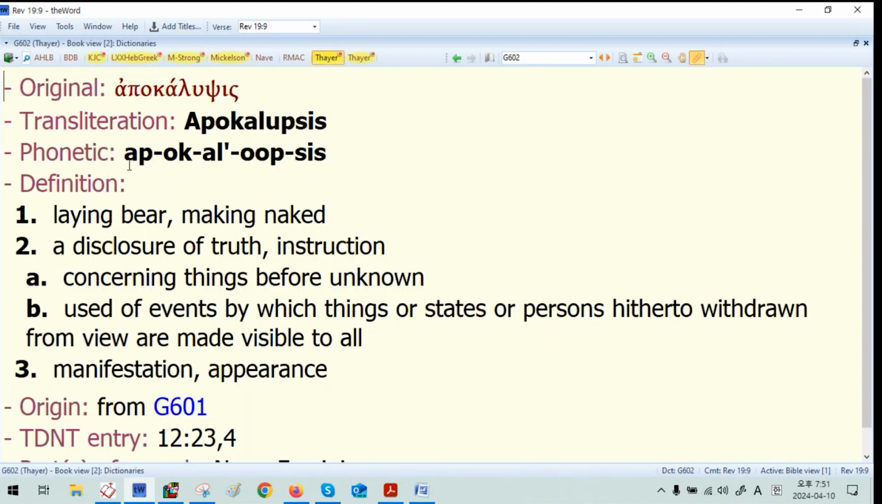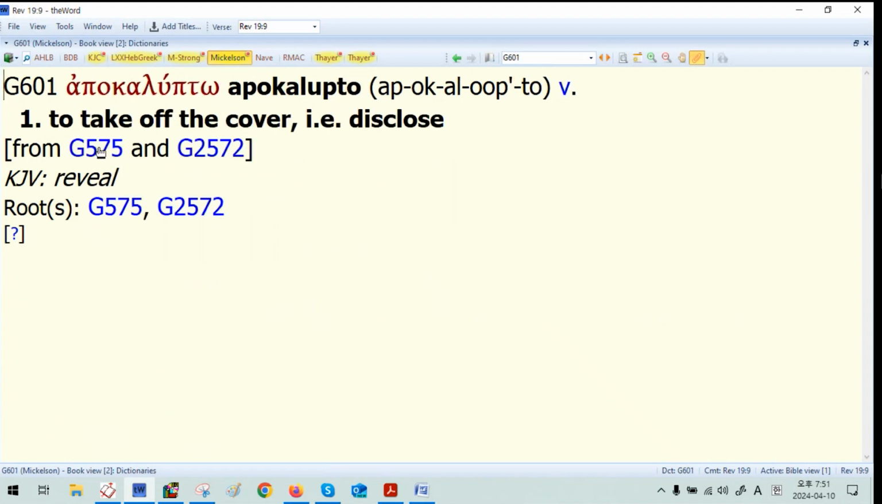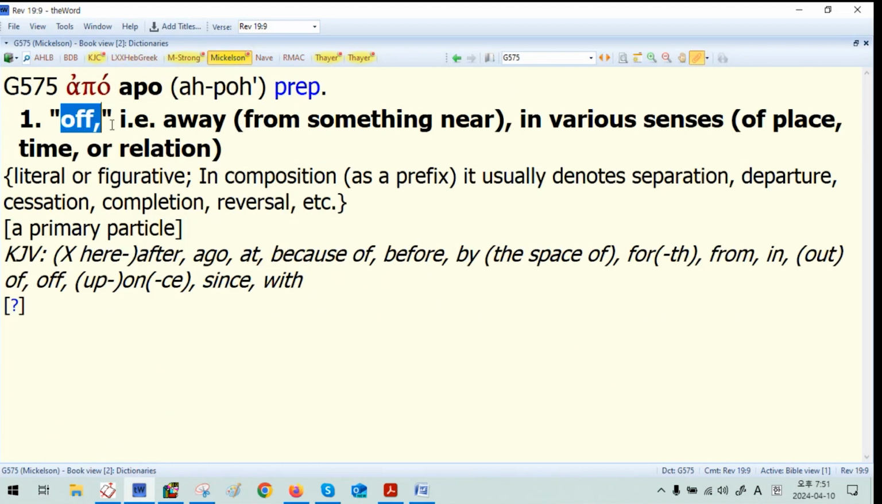In the dictionary, apokalupsis is the laying bare, making naked. That's the dictionary definition. This is the noun, apokalupsis. It comes from the verb 601, apokalupto. Apo is a preposition, 575, up, which means separation, departure, cessation, completion, reversal: up, off, separate, depart, cessation. It is complete, reversal.